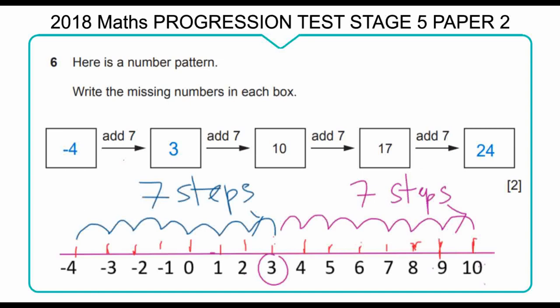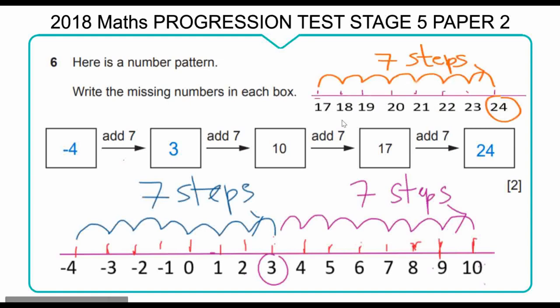And for 24, we got 17. And at 17, we move to the right. 1, 2, 3, 4, 5, 6, 7. That's how we got 24. Now let's move on.